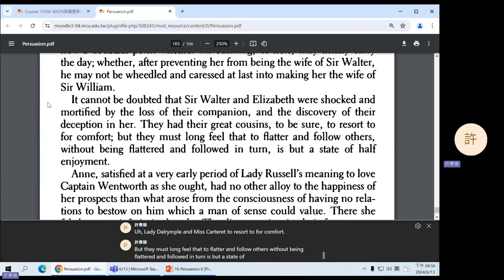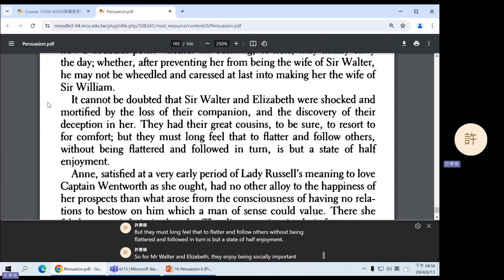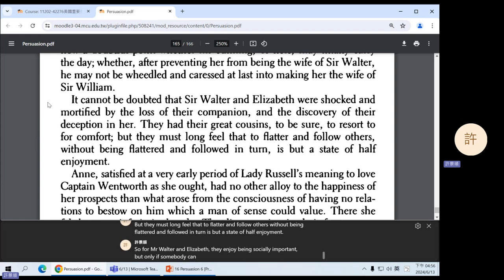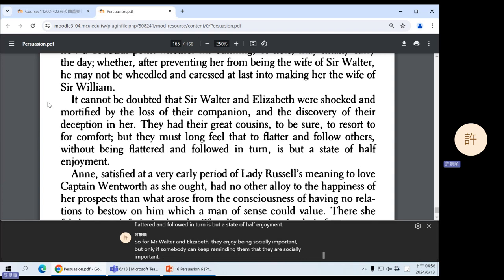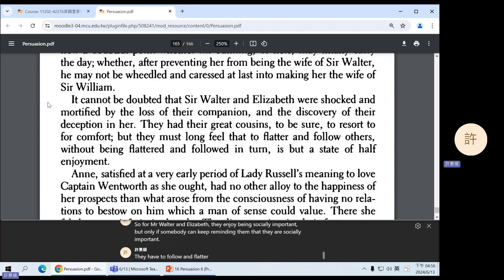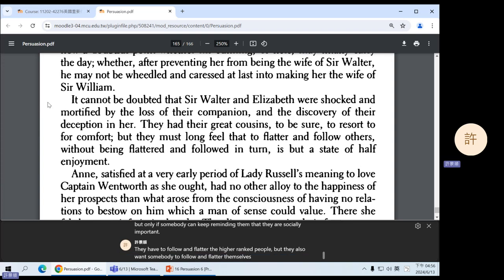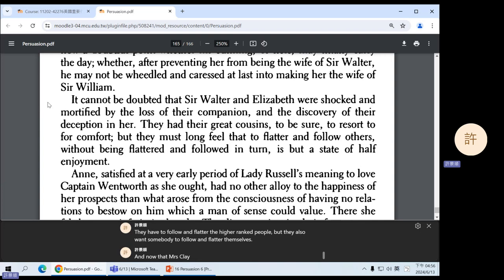of half enjoyment. So for Sir Walter and Elizabeth, they enjoy being socially important, but only if somebody can keep reminding them that they are socially important. They have to follow and flatter the higher ranked people, but they also want somebody to follow and flatter themselves. And now that Mrs. Clay is gone and Mr. Elliot is gone, they don't have that person.